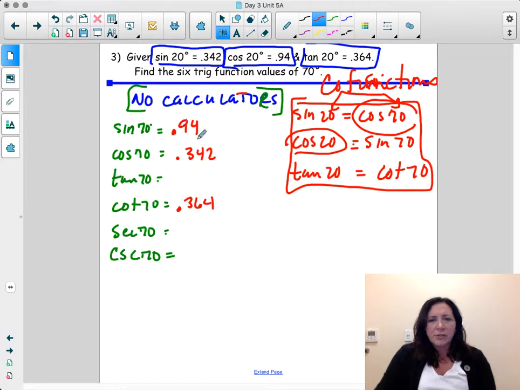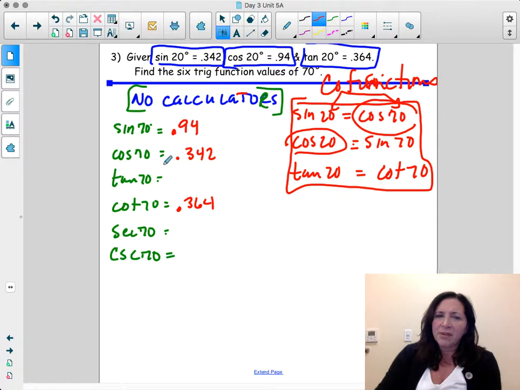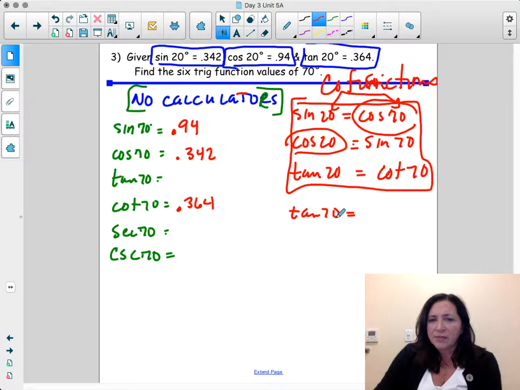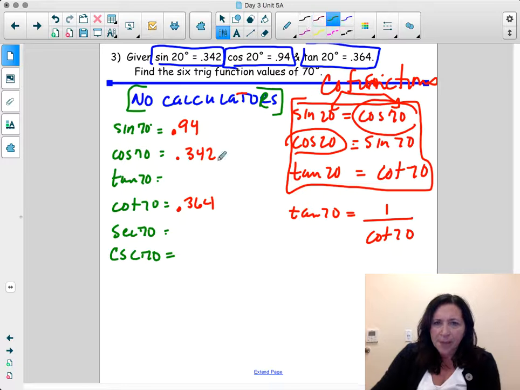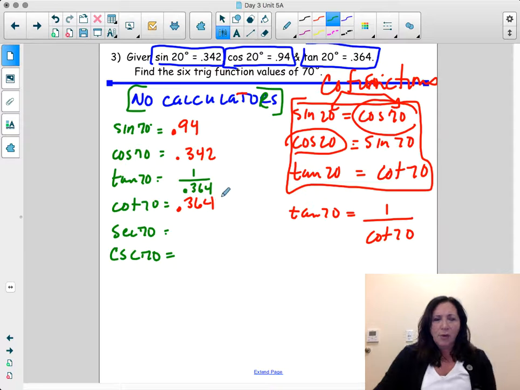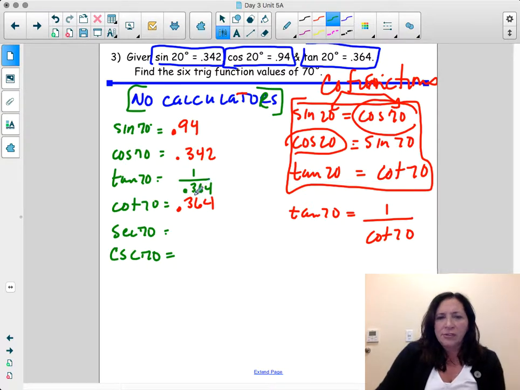So if nothing else, you already know these things. Now, what happens here is this. Tangent of 70 is going to be cotangent of 20, but it's the same thing as saying 1 over cotangent of 70, because these are reciprocal functions. So actually, I can take cotangent of 70, which is this, and flip that upside down. So that's going to be 1 over 0.364. Now, if you're not allowed to use calculators, you can just leave it like that.